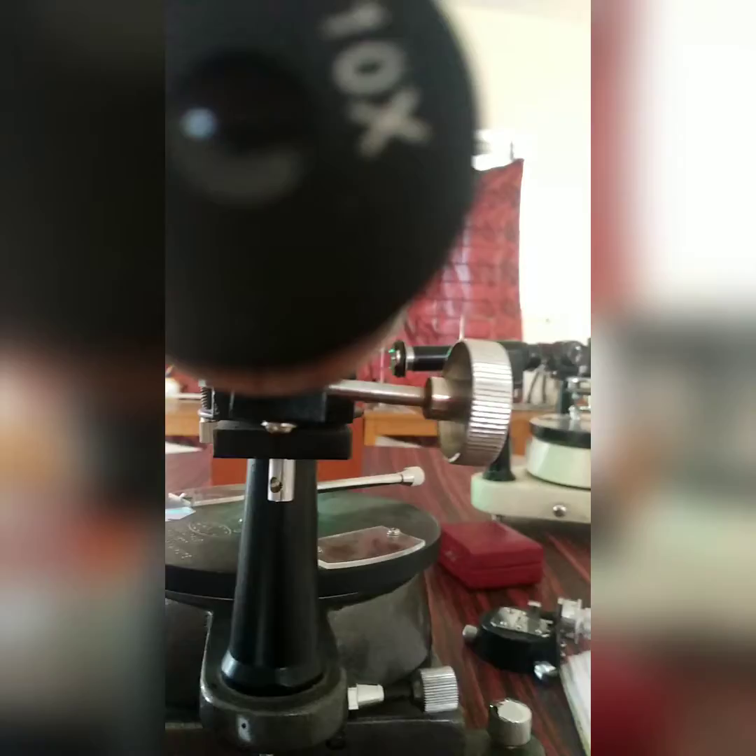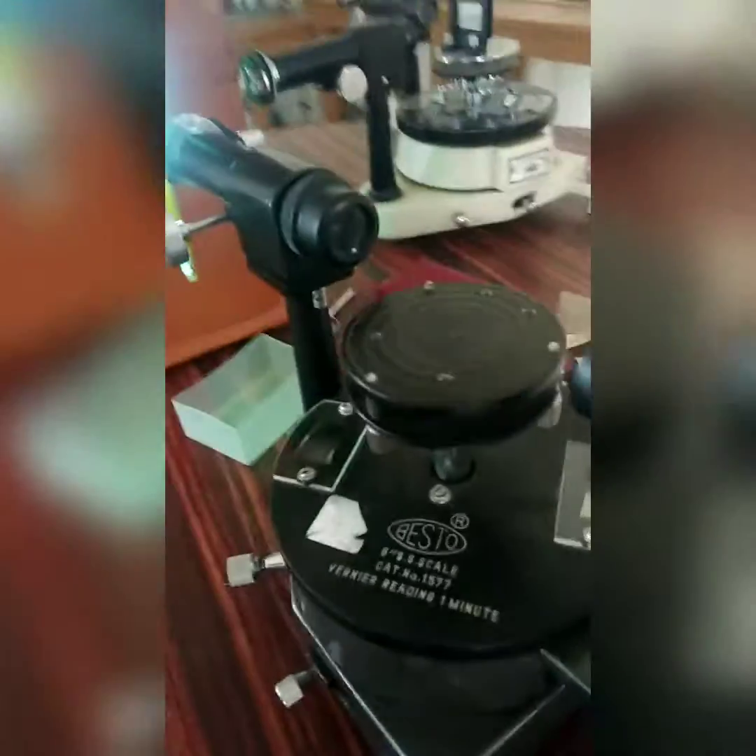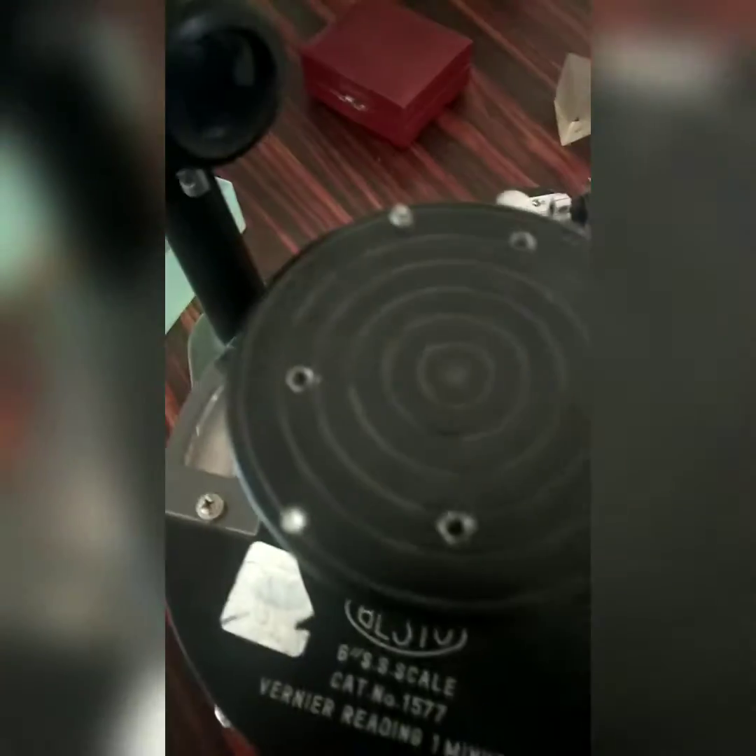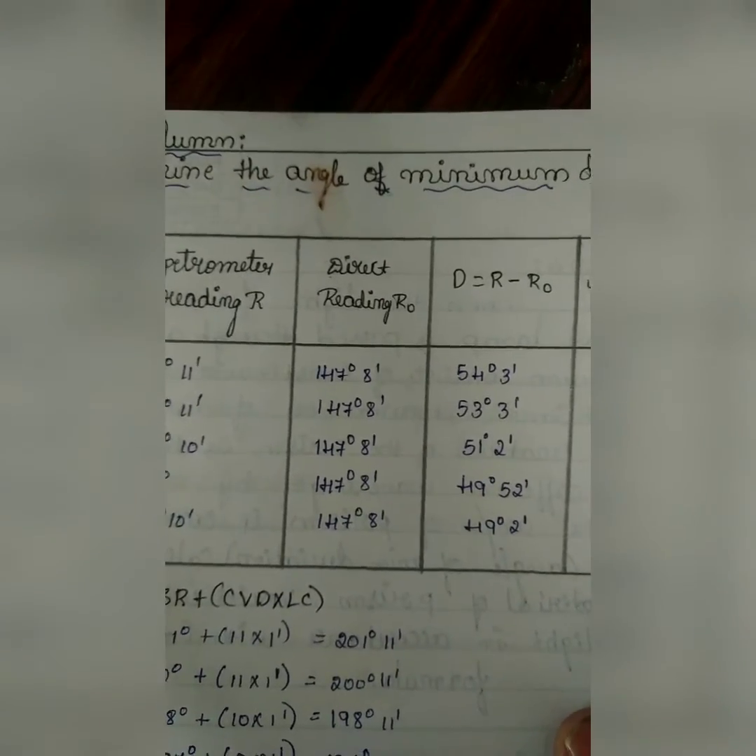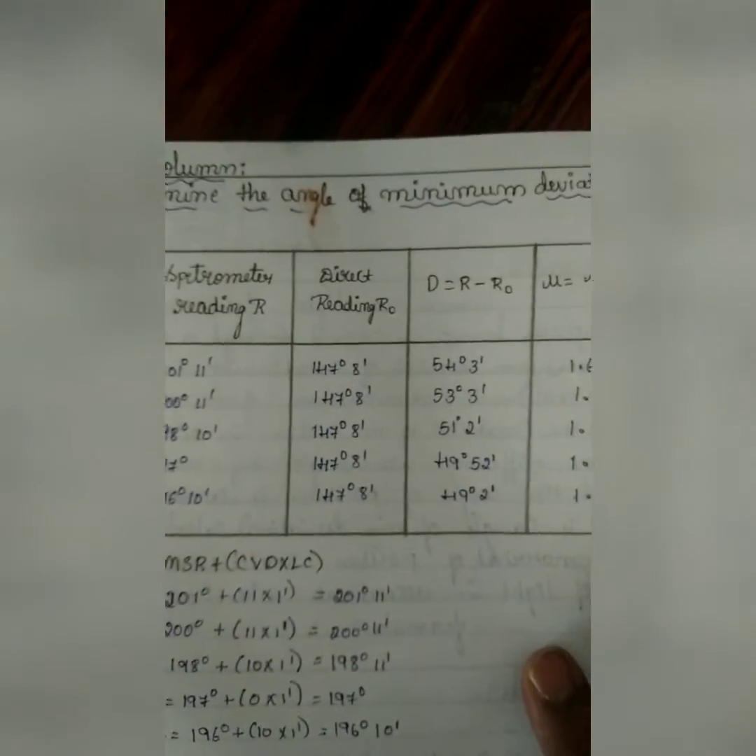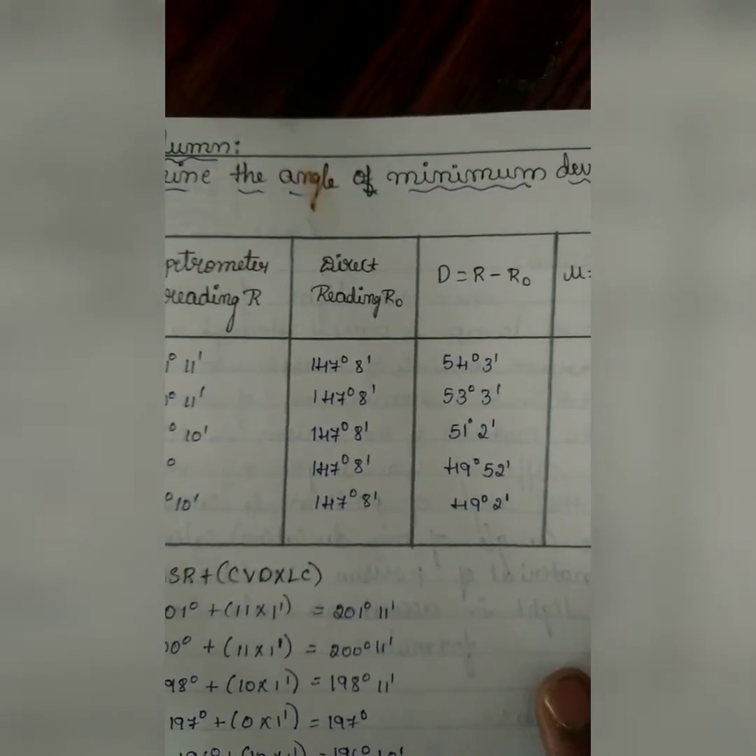You have to rotate the telescope till the white slit is obtained like this. Are you seeing this one? This is the white slit. After getting the white slit, you take the reading for the white slit, note down the MSR and CVD, calculate the total reading and note it down in the direct reading column. You have to take the direct reading only one time, not for each trial.